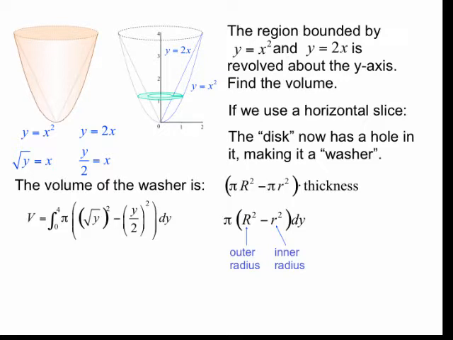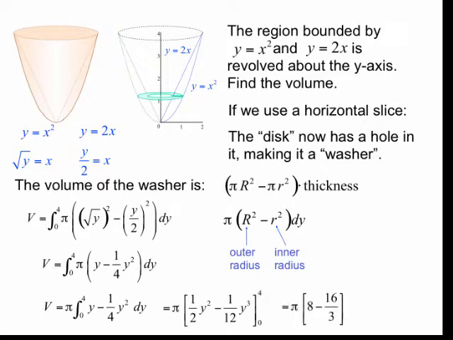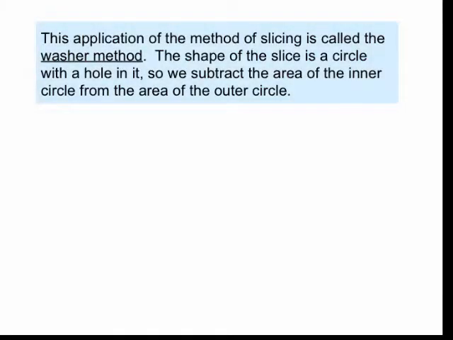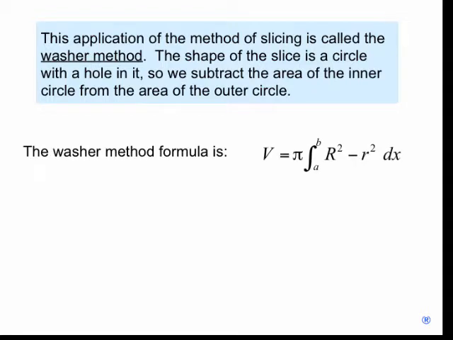Putting it all together and going through the evaluation process, you can look at that on your own time and work through it. You get 8 pi over 3. This application of the slicing method is called the washer method, just because we're taking the outer disc and subtracting out an inner disc to get what looks like a washer. If you were doing revolution about the x-axis, the previous example being revolution about the y-axis, then your formula would be set up similarly, looking like so.